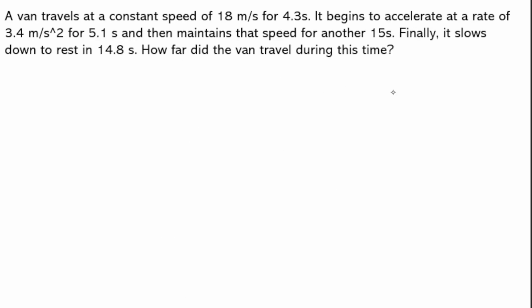Problem number 2: a van travels at a constant speed of 18 meters per second for 4.3 seconds. It begins to accelerate at a rate of 3.4 meters per second squared for 5.1 seconds and then maintains that speed for another 15 seconds. Finally, it slows down to rest in 14.8 seconds. How far did the van travel during this time?